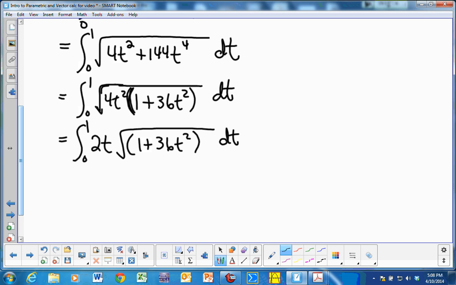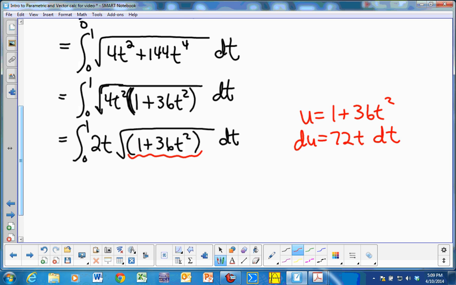Now the reason that helped is because now I can do a u substitution. My inside here, my 1 plus 36t squared, can be my u, which means du would be 72t dt. So I'm going to fix that. I have a 2 here currently, so I need to multiply by 36. That'll give me a 72 there. So I'll have 72t dt, because that way I've got right here 72t dt. So that's what I need it to say. But remember, I can't just multiply by 36, so outside I've got to divide by 36 and make a 1 over 36.